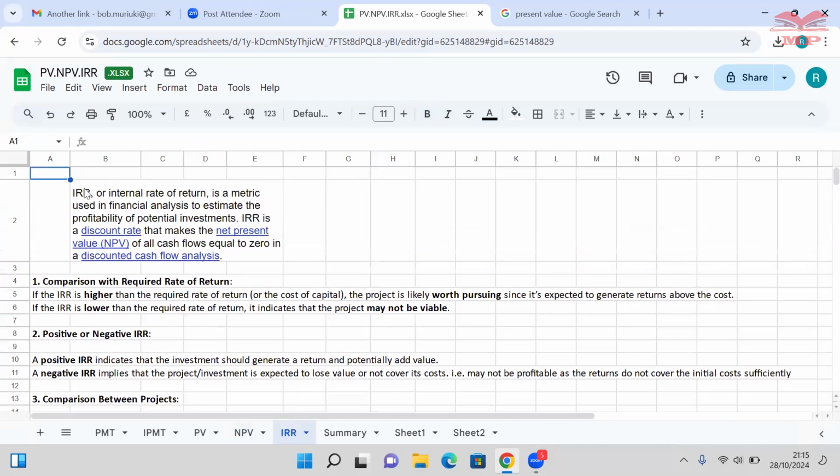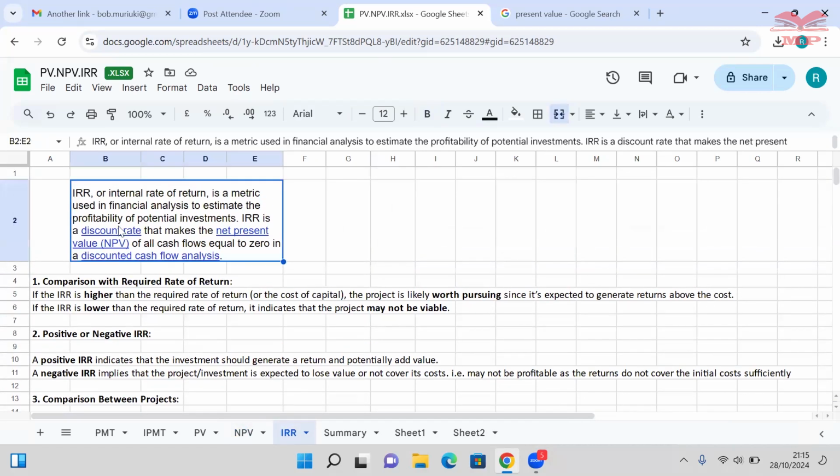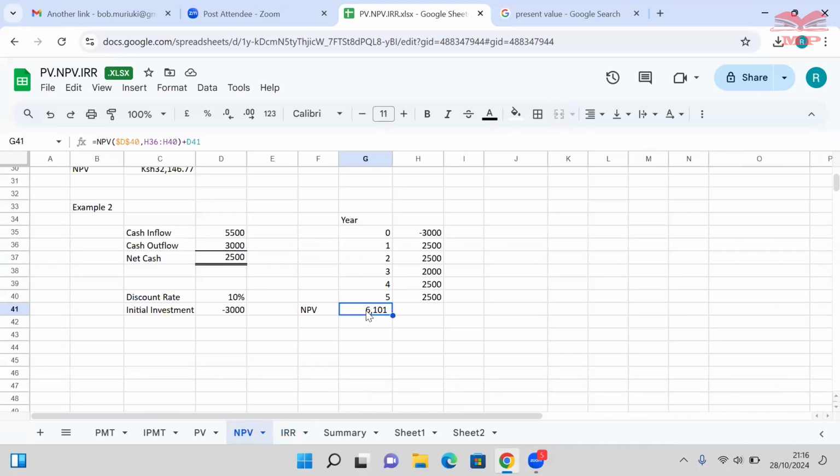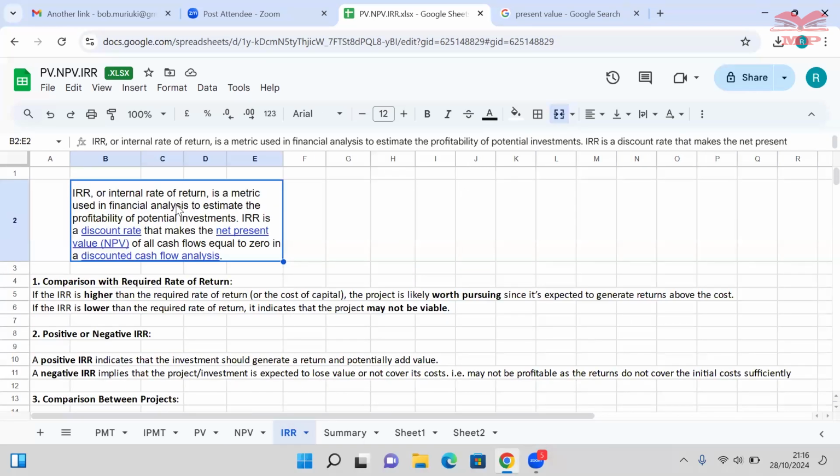Okay, so reading this definition, the internal rate of return is a metric used in financial analysis to estimate the profitability of some potential investments. Okay, so in this case, we're talking about the net present value. So it's a bigger figure. In this case, we are looking at a percentage. We are comparing what is the estimated percentage rate of return. Okay, when you work this out, you'll compare it with an internal estimate, a different estimate that you will have made.